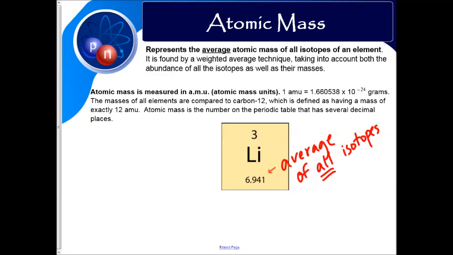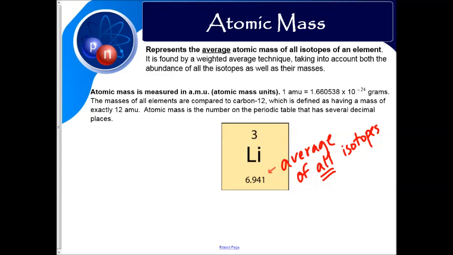Now, it's helpful for us to know the average atomic mass of all the isotopes of an element. And we can find that by a weighted average technique, which takes into account both the abundance of all the isotopes as well as their masses.